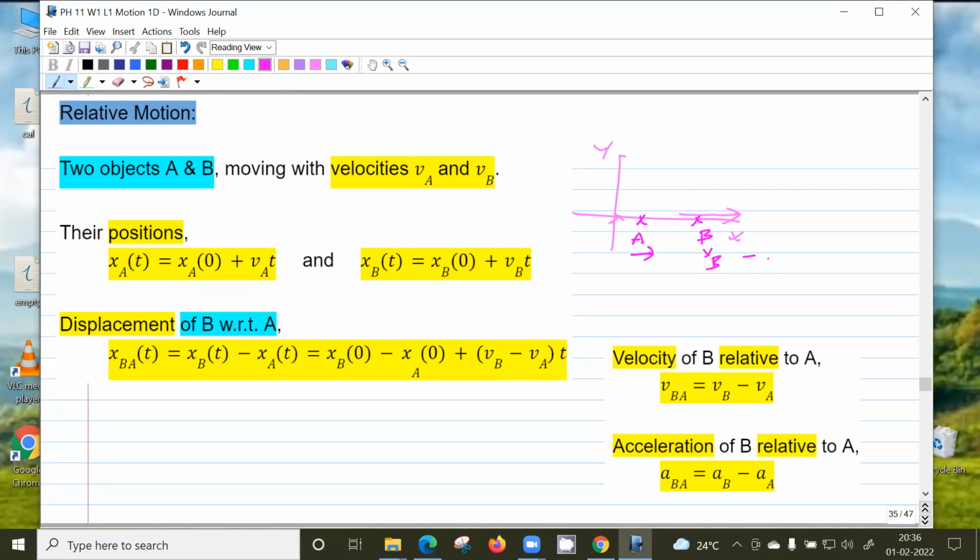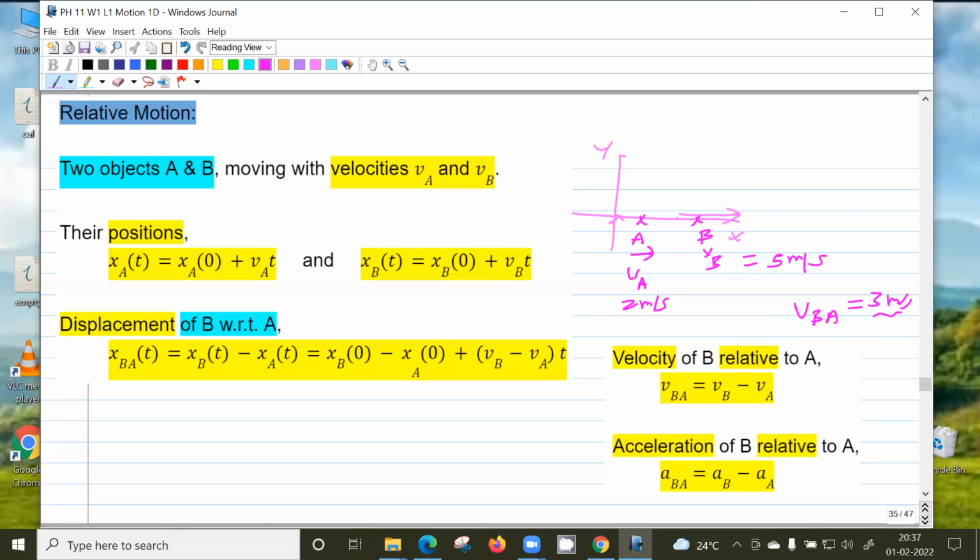Say VB will have some value, say 5 meters per second, and say VE is 2 meters per second. So what is the velocity of B with respect to E? Can you give me this answer? 3 meters per second. So it is different from what it is with respect to the origin, right? Origin is fixed. Okay, so with respect to origin, it's moving with some speed or velocity. So with respect to another moving object, its relative velocity is different. So this is basically the relative motion concept.